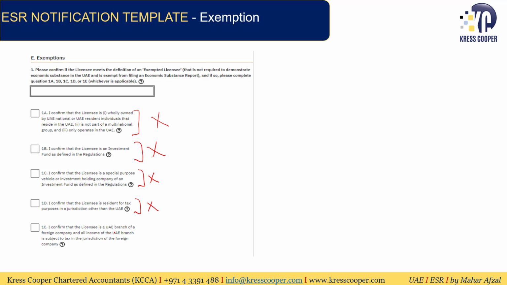If the licensee is a UAE branch of a foreign company, and all income of the UAE branch is subject to tax in the jurisdiction of the foreign company, it will not be subject to ESR. So these are the exceptions.